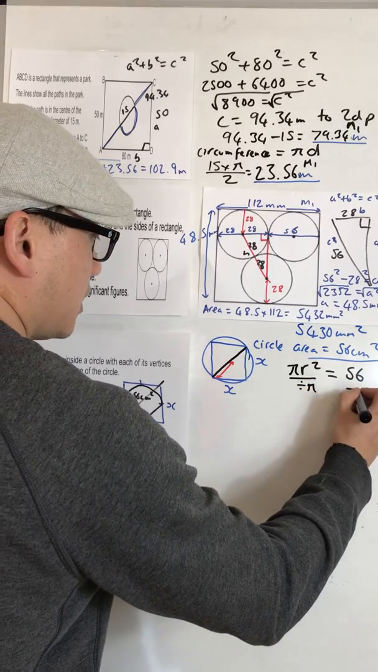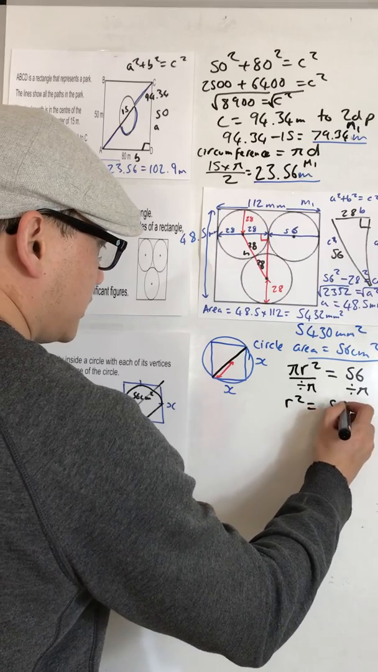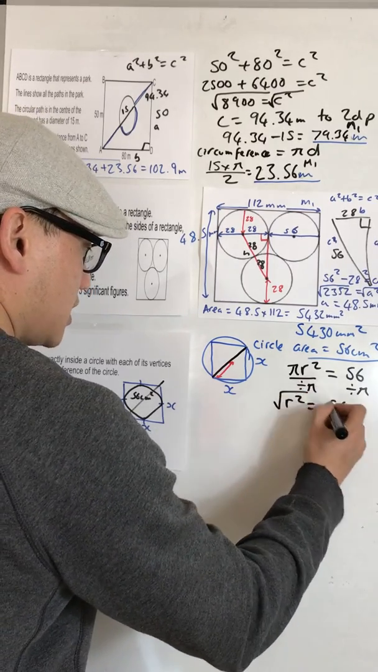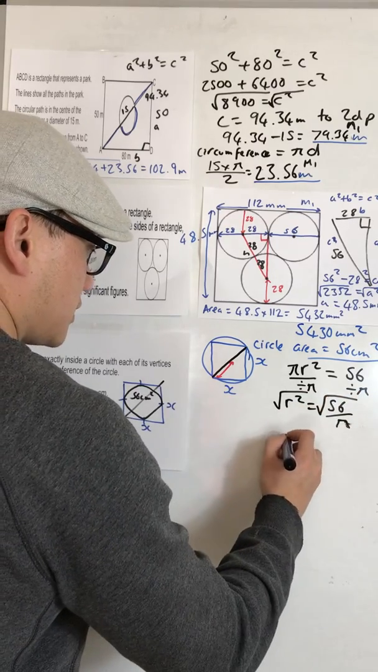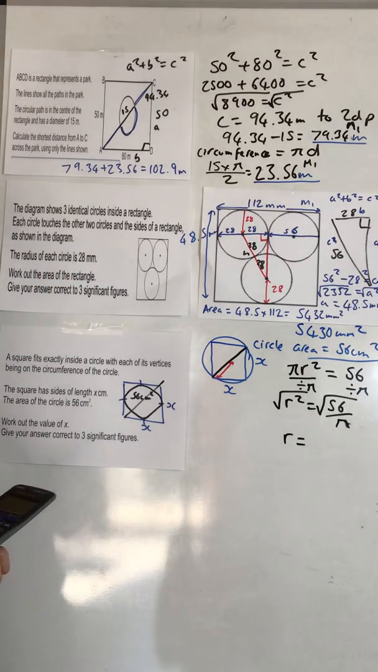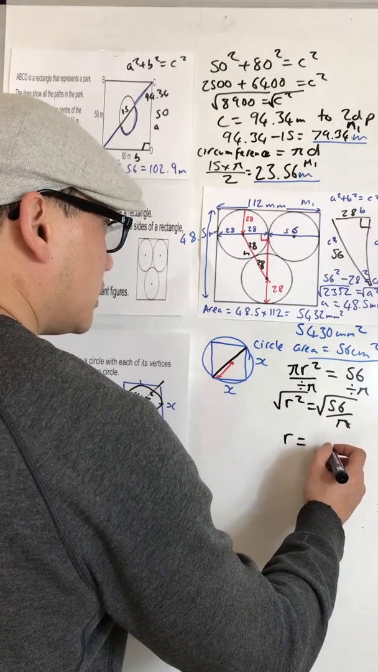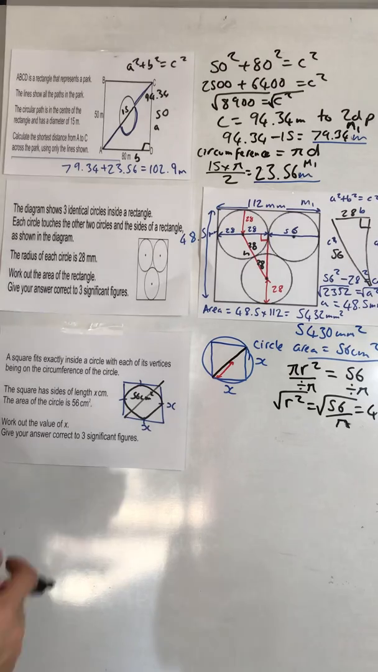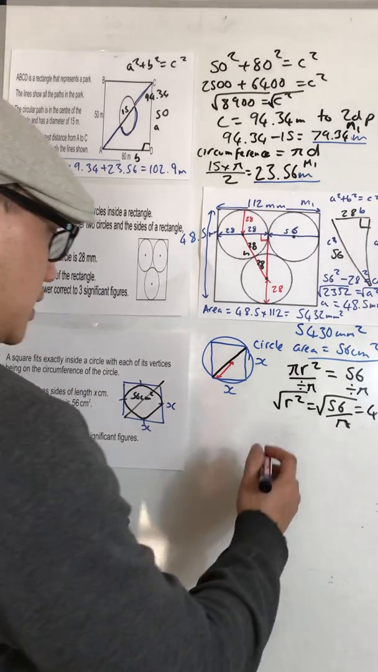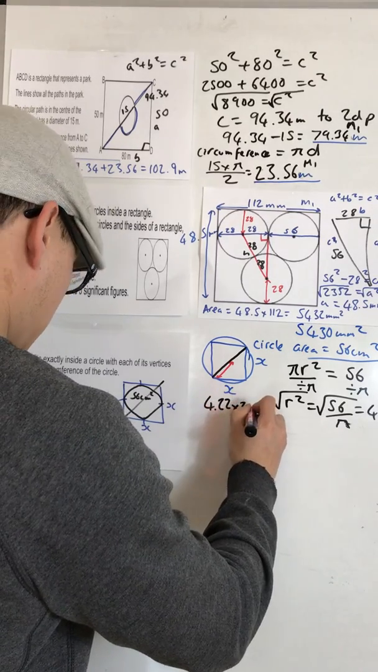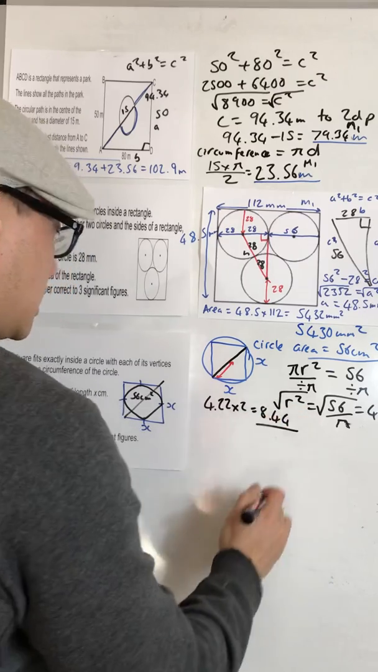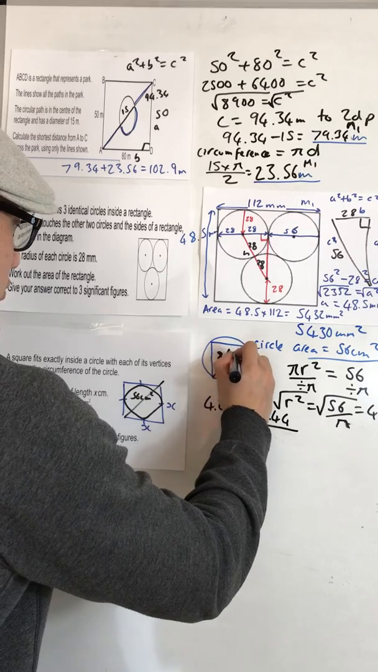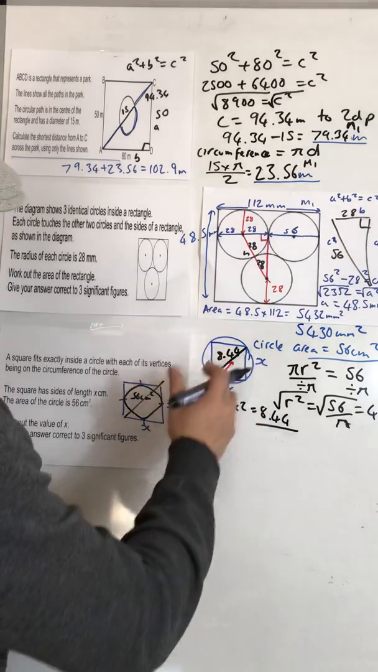So we're going to divide by pi, divide by pi. So r squared equals 56 over pi. We want to square root both sides to find r. So r equals 56 divided by pi, square root the answer, 4.22. R equals 4.22. Now we're going to keep that, because what do we need to do to this answer? We need to double 4.22. 4.22 times 2 equals 8.44. That gives us the diagonal of the square.